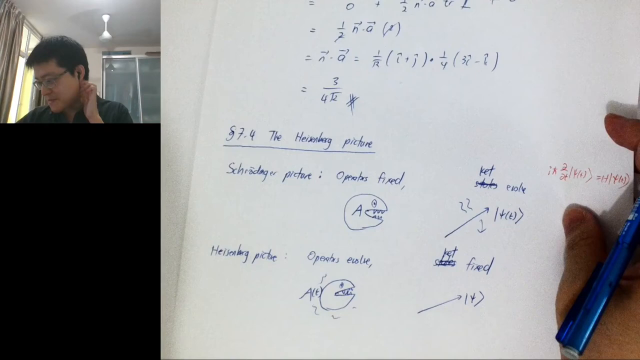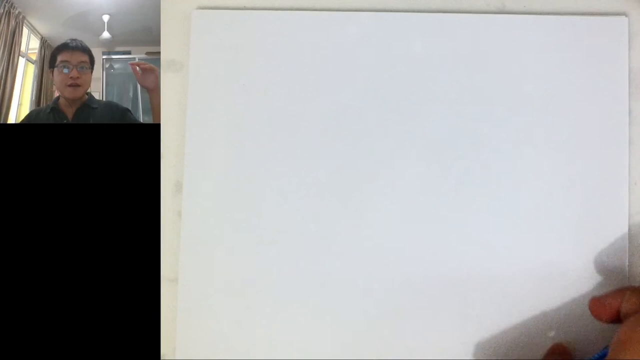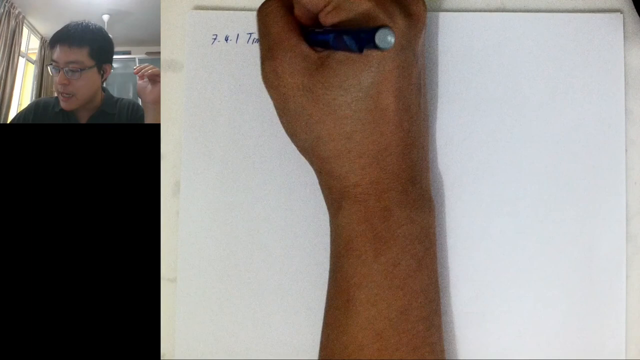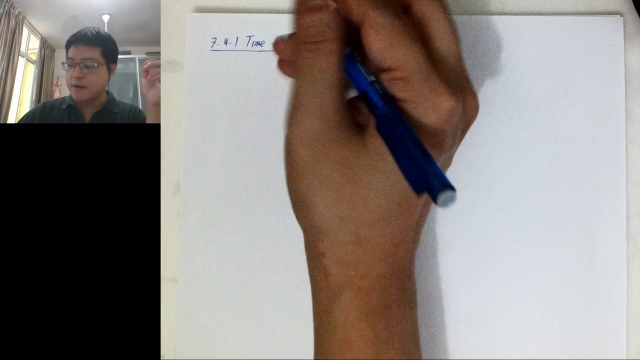Okay, so now we try to shift our viewpoint to look at the time-dependent operator. So this is part 7.4.1. We need to say what we mean by time-dependent operators. Okay, so let me start with something that we are familiar with.